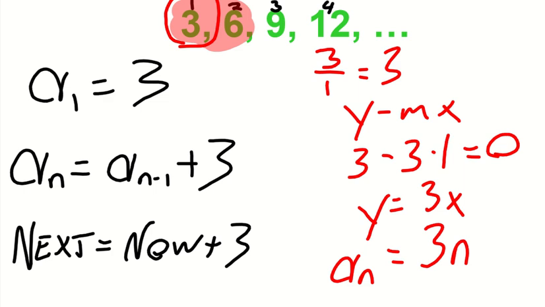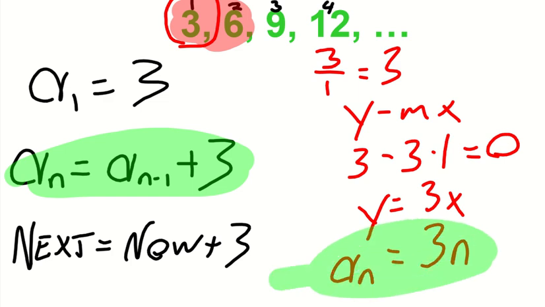The explicit ones are best for when you're predicting term numbers. So if I needed the 100th term, doing this is going to take a while, isn't it? And you're going to have to keep track of adding 3, adding 3, adding 3, adding 3. Doing this is pretty easy. If you need the 100th term, you put 100 in for n, it'd be 300. Make sense? Any questions on those?